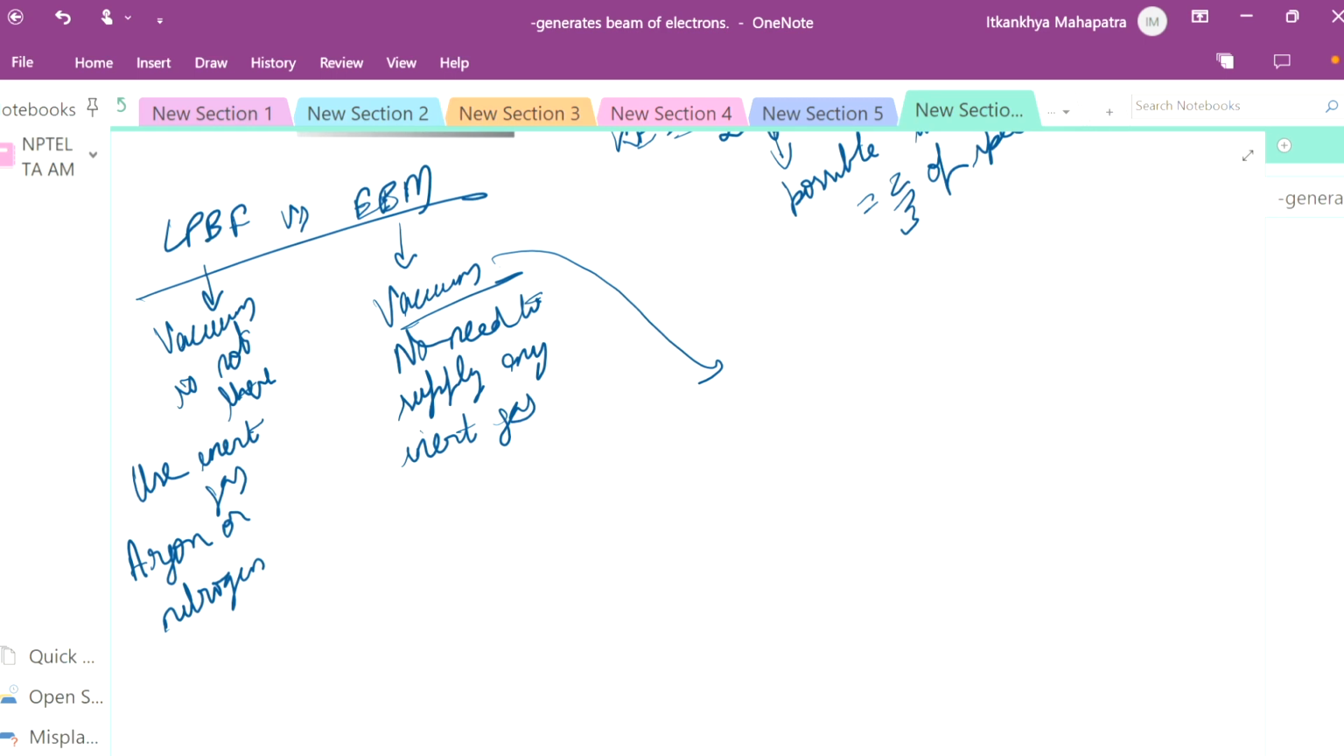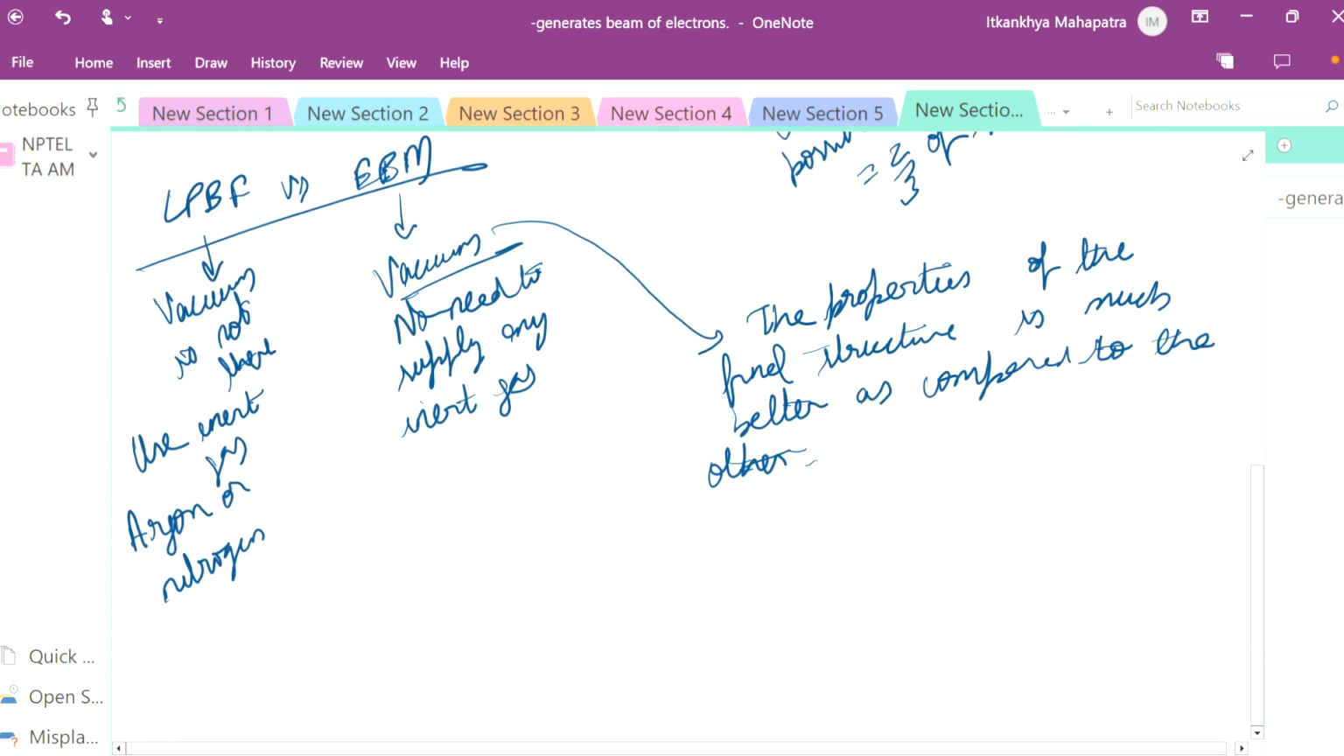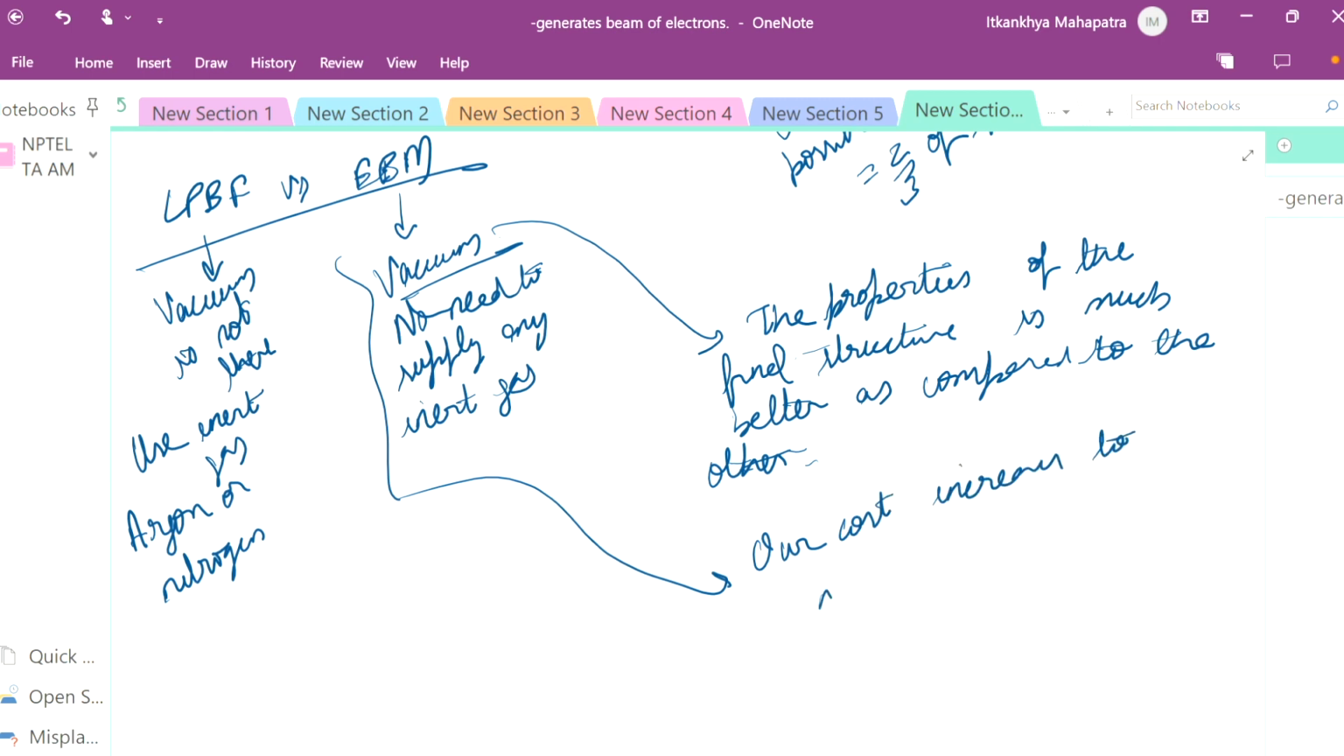So when we have vacuum, the properties of the final structure are much better as compared to the LPBF process. But again, since we have to maintain a vacuum, our cost increases.